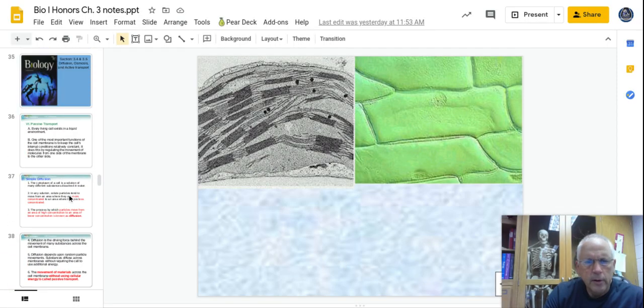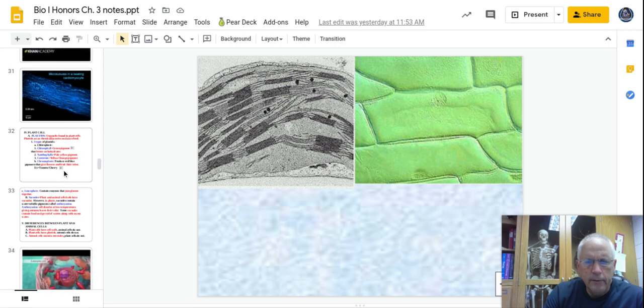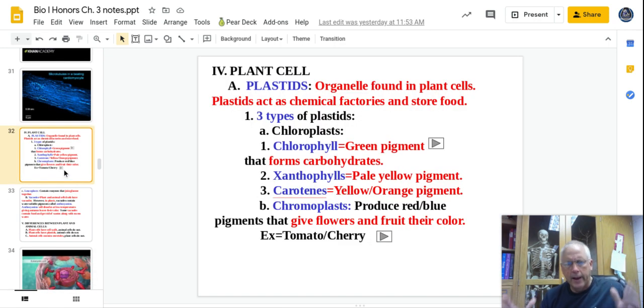See if I can get back up to my notes. That's the one you probably heard of. That's a chemical factory. That's where it captures sunlight, it does photosynthesis, it makes carbohydrates.